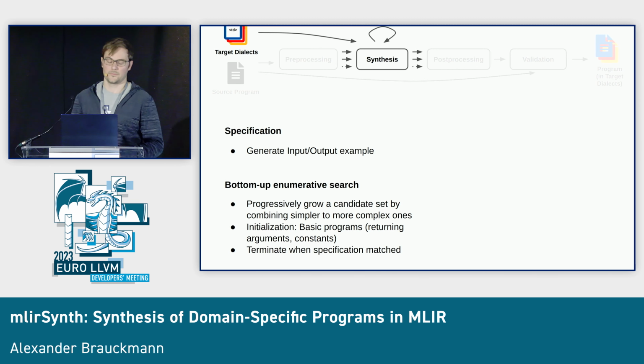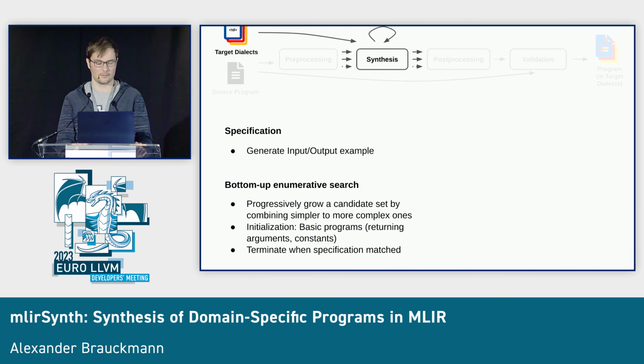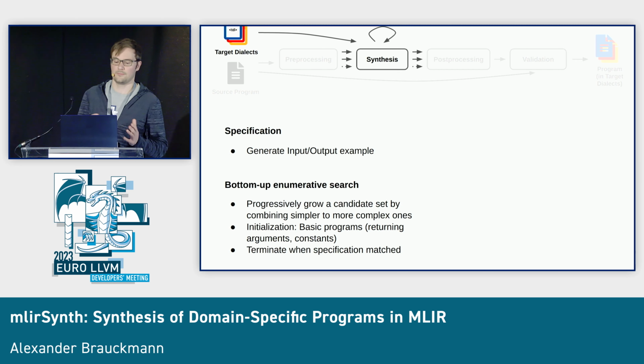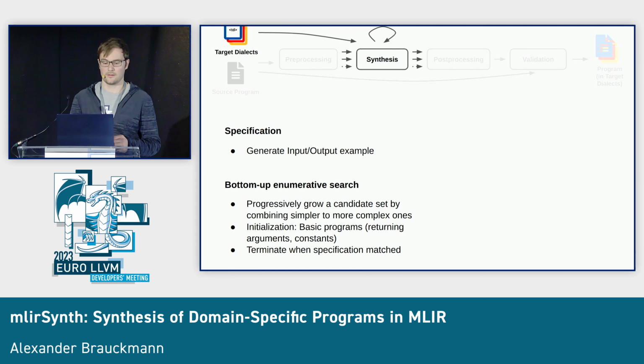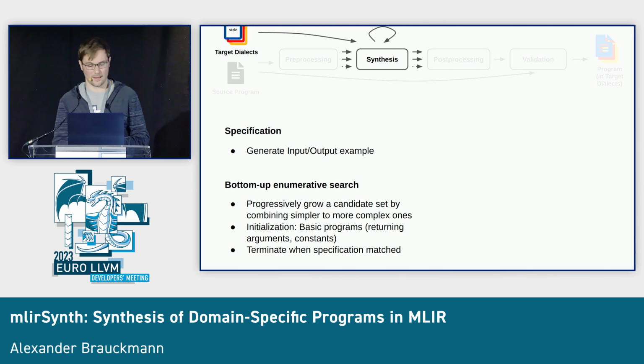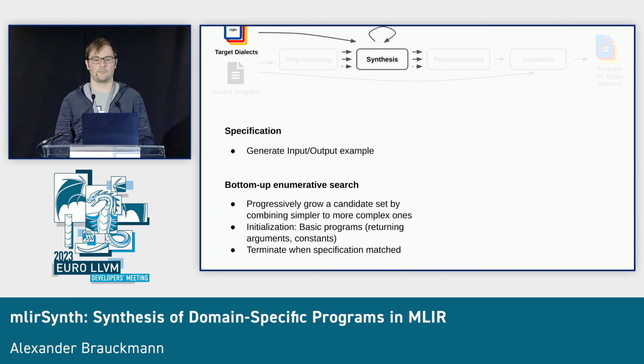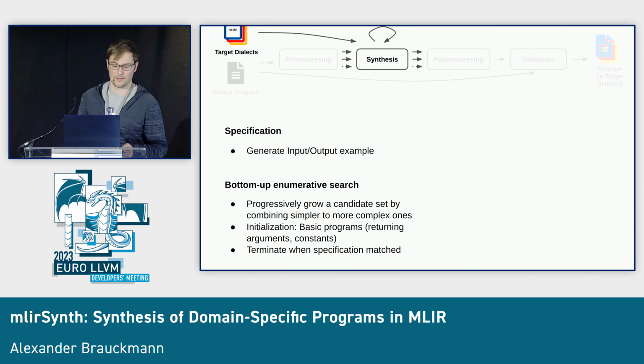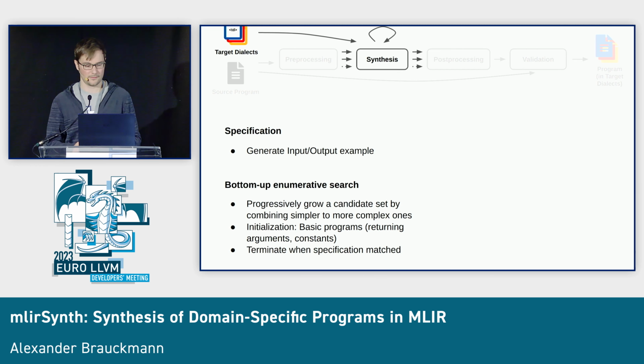And for that, we use a known algorithm, bottom-up enumerative search, where the main idea is that we keep a set of program candidates and combine program candidates to more complex ones. So initially, we start with very simple programs, just returning arguments and constants, and basically traverse the operations of the target dialect and combine operations, basically all candidates in all ways. And this will give us new candidates that we add to the candidate set.